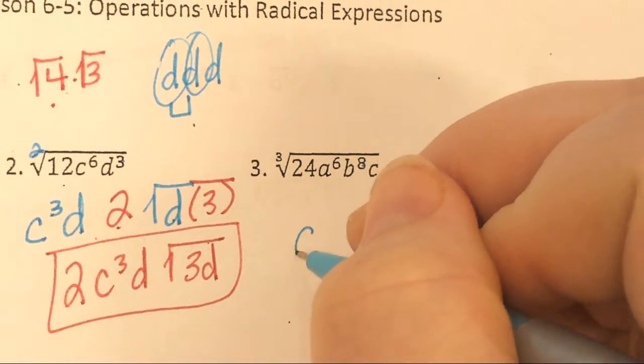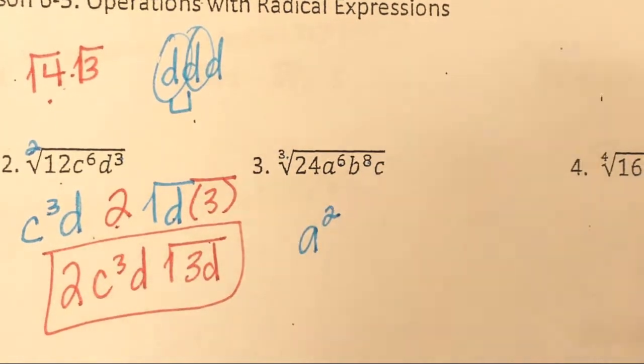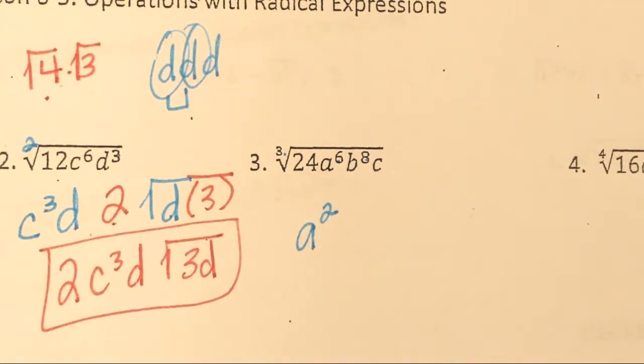The A is easy. A is to the 2. Yes, ma'am, you can have a point. That one's easy. 6 divided by 3 is 2, so A to the 2, that one's easy. B to the 8 is not as easy. Why? 8 doesn't go into 3.